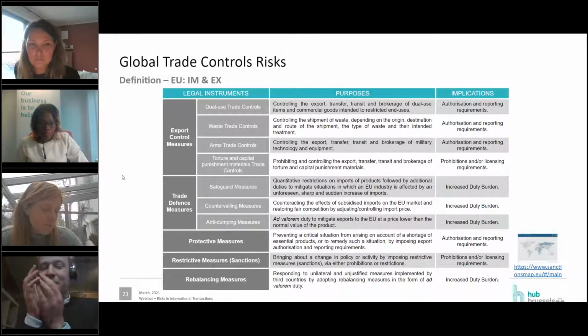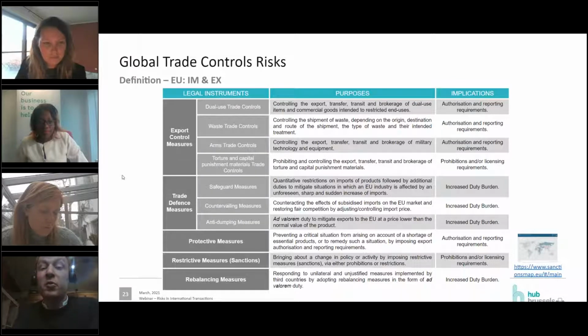Another word. I mentioned in the introduction that even if there is no match in that correspondence table, this does not mean that your product is not to be controlled by the EU dual-use trade control regime. Not at all. Actually, that regime also controls commercial products, provided that they are intended for some restricted end uses.